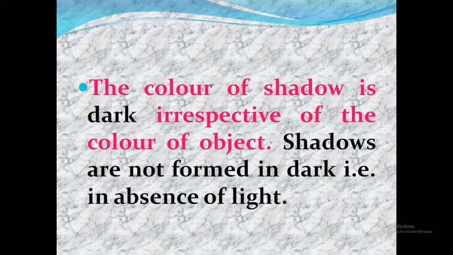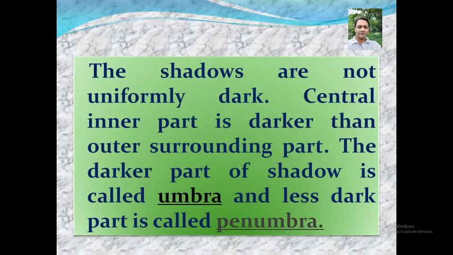The color of shadow is dark irrespective of the color of the object. Shadows are not formed in the dark when light is absent. The shadows are not uniformly dark. The central inner part is darker than the outer surrounding part.